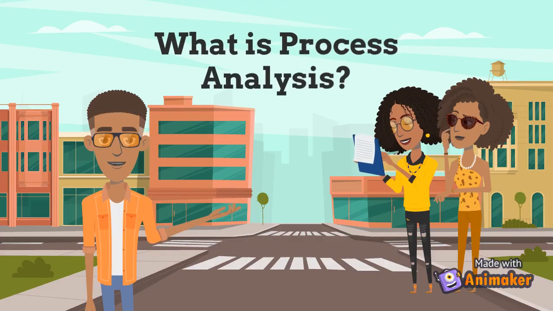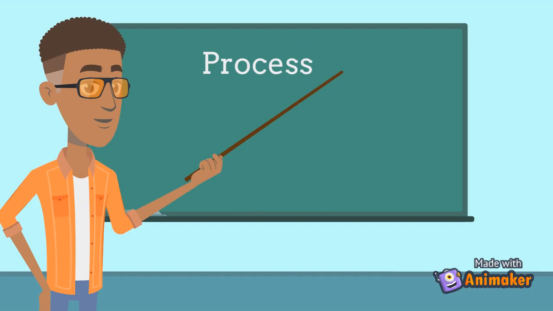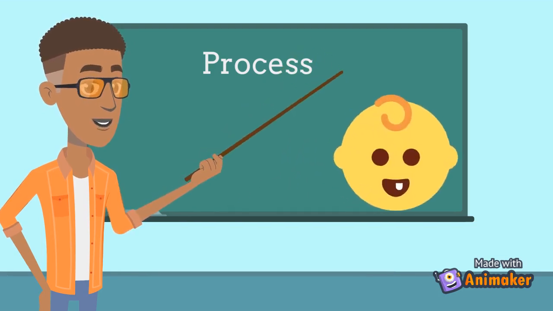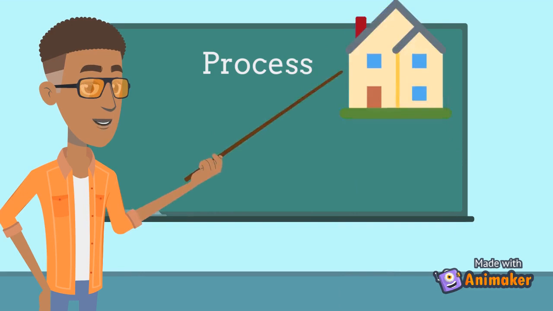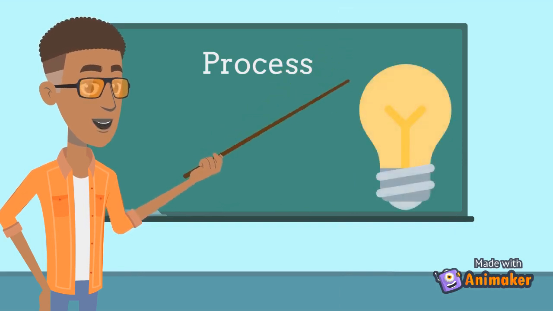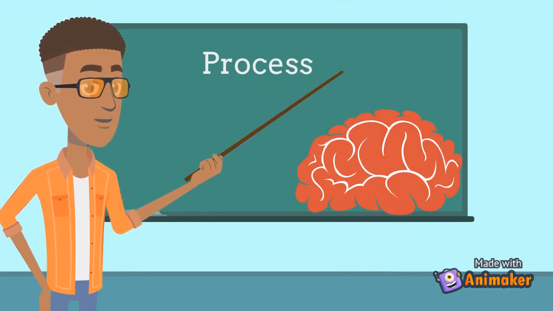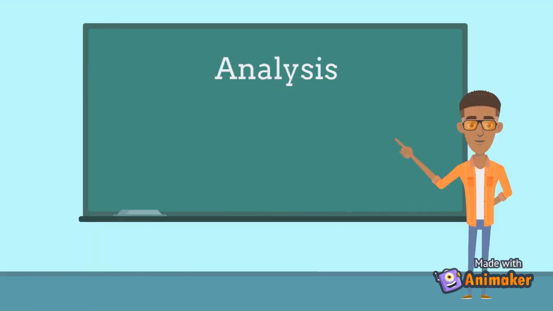What is process analysis? First, let's break it down. A process is an operation that moves through a series of steps to bring about a desired result. A process can be a natural thing like the birth of a baby, a physical thing like building a house, a mechanical thing like flipping on a light switch, or a mental thing like thinking. An analysis is an operation that divides something into parts to understand and examine the whole more clearly.